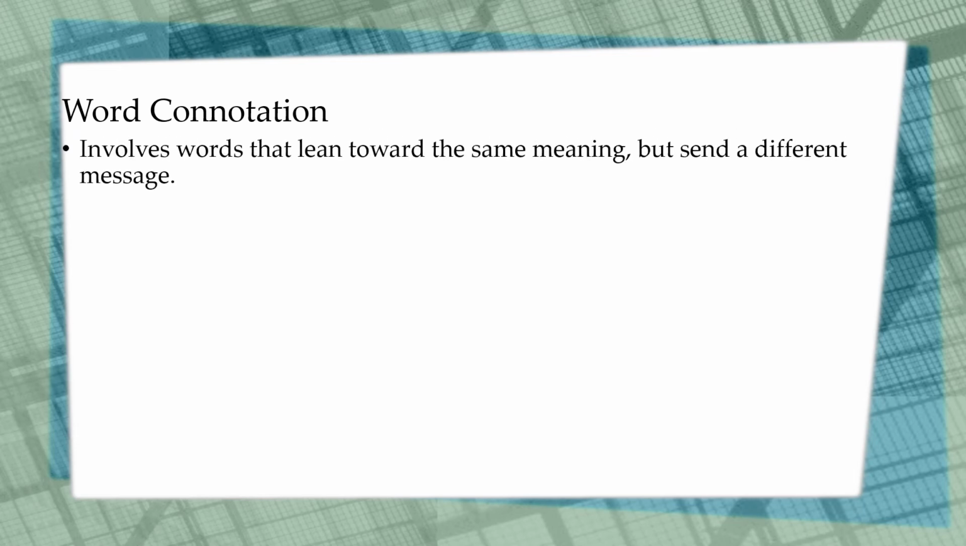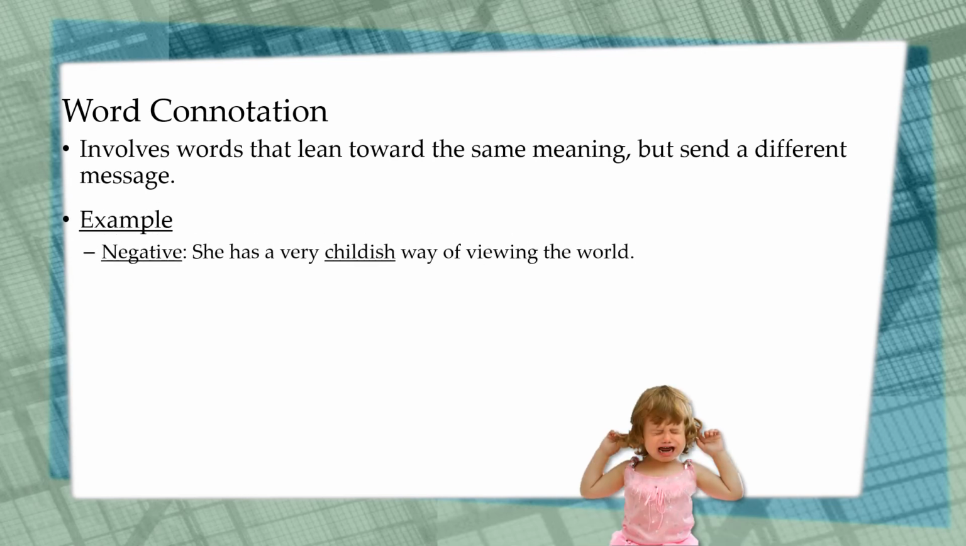Now, something we can talk about briefly here when we talked about word choice is something called word connotation. Word connotation has to do with words that mean the same thing, basically, but they send a different message of some kind. So, for example, if I use a negative example of negative word connotation, and I say that someone has a very childish way of viewing the world, the word childish carries with it this particular image here that you see at the bottom, right? A child throwing a temper tantrum. Someone who is immature, they're mad because they don't get what they want. All of those are qualities of someone who is childish.